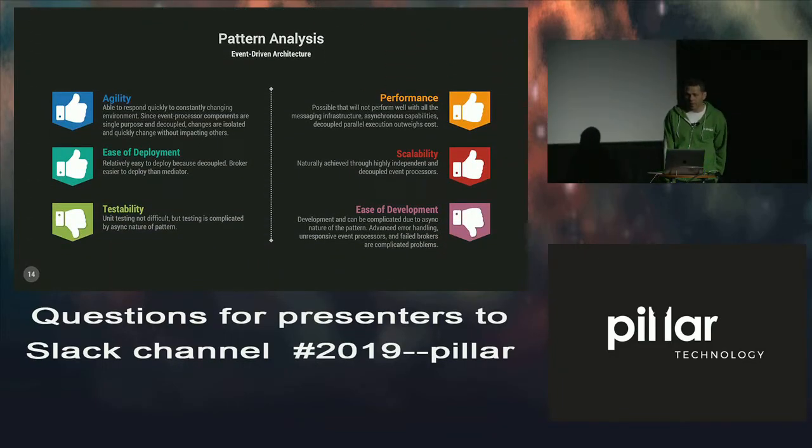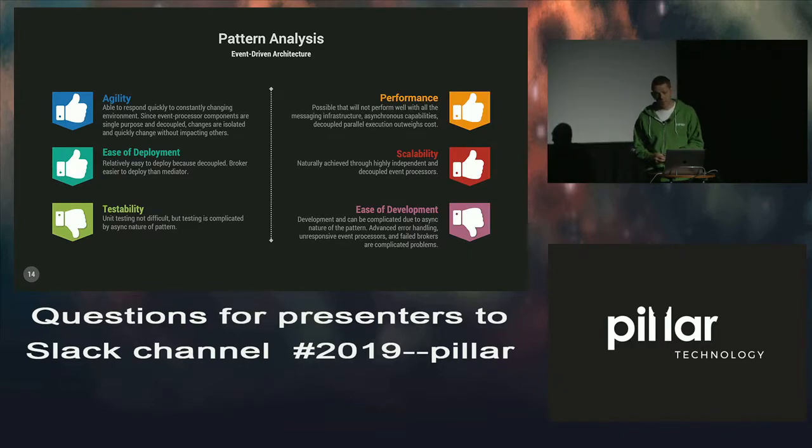So, the pros and cons of the event-driven architecture here. You're able to respond quickly to changing stuff, right? Being agile, because each one of the event processors is performing a particular piece of business logic. Making a change is easy because they're isolated, right? Their own little process, their own little program that's running along.